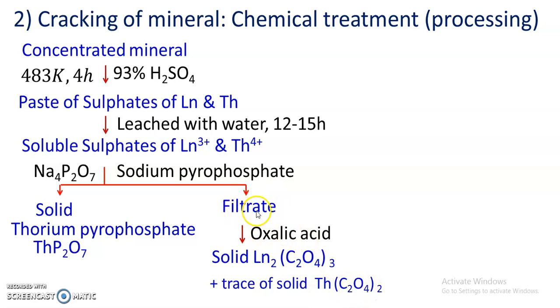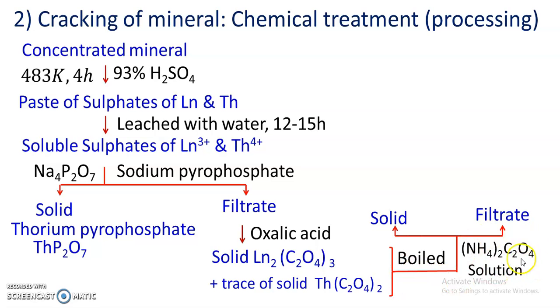In this filtrate, some thorium is also there, thorium sulfate, which combines with oxalic acid, and there is a formation of a trace quantity of thorium oxalate. So this solid mixture of lanthanum oxalate and trace quantity of thorium oxalate is then boiled with ammonium oxalate solution. So a sufficient quantity of ammonium oxalate solution is added to this solid and the mixture is boiled.